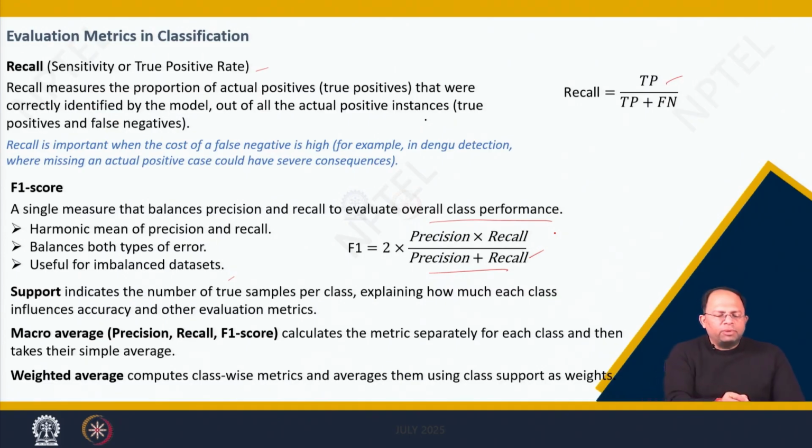In addition to that, we have some other measures. One is called support. It indicates the number of true samples per class, explaining how much each class influences accuracy and other evaluation metrics. Then using precision, recall and F1 score, we can also create macro averages, which calculate the metric separately for each class and then take their simple average. We don't use support for macro averages. But for the weighted average, we compute the class-wise metrics and average them using class support as weights. So, these are different ways to measure the accuracy of the predictions of the model that we built.